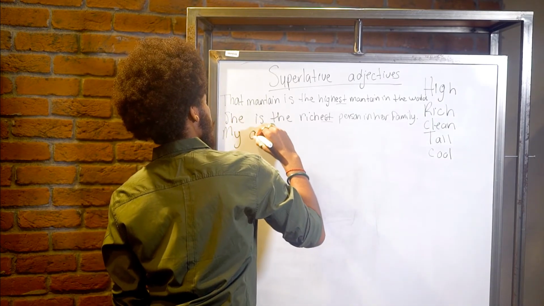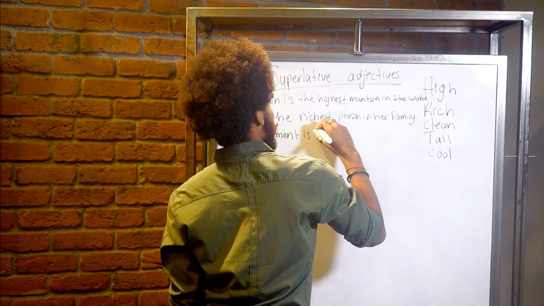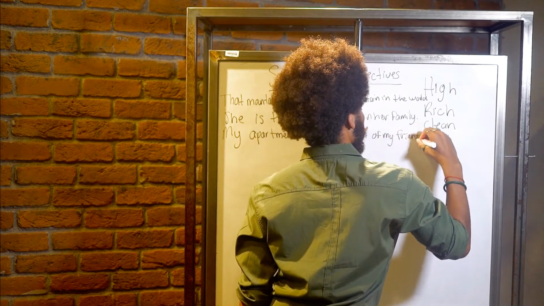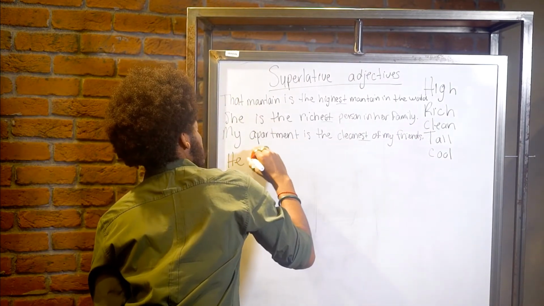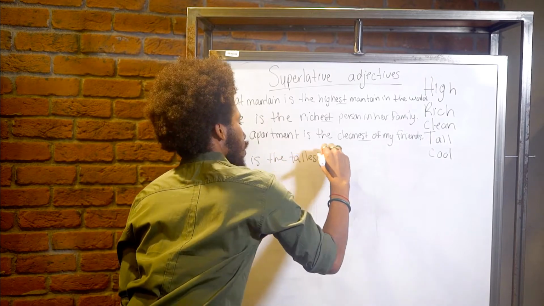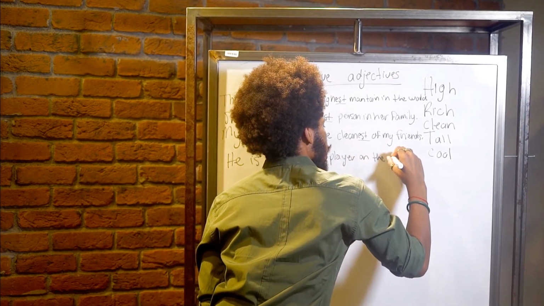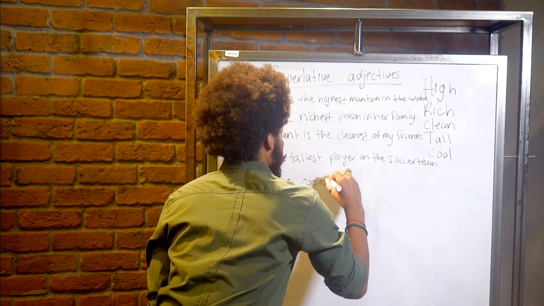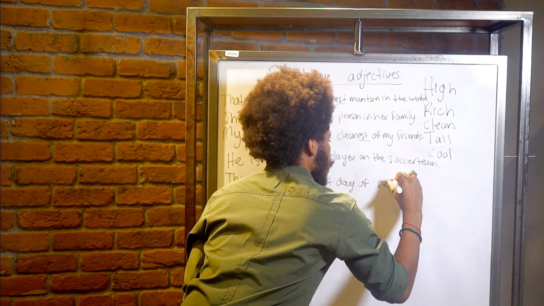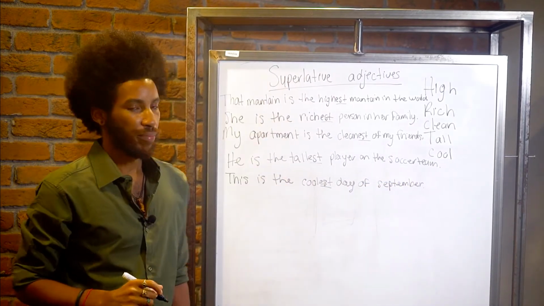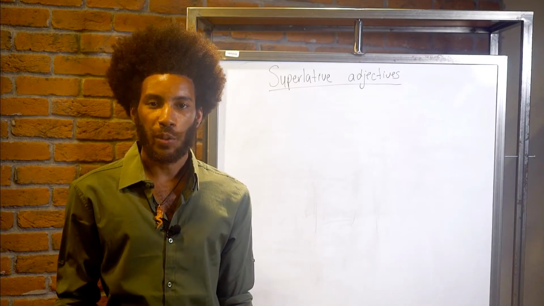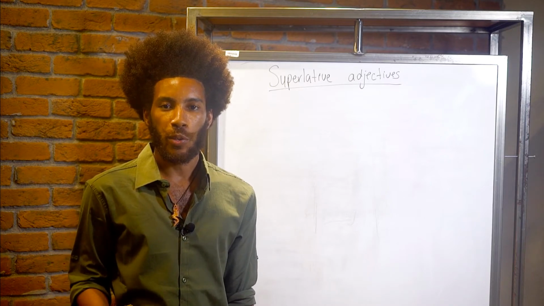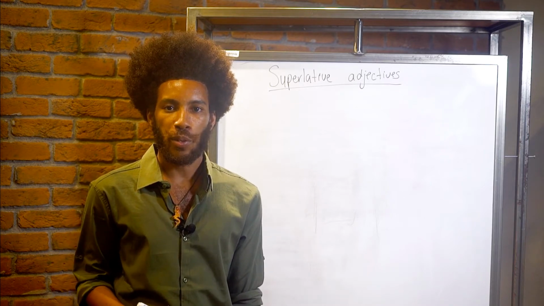My apartment is the cleanest of my friends. He is the tallest player on the soccer team. This is the coolest day of September. If the adjective you would like to use has multiple syllables, then you must add the most in front of the adjective to create the superlative form. I will give you a few examples.